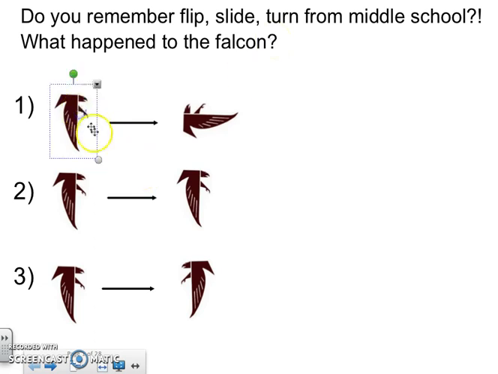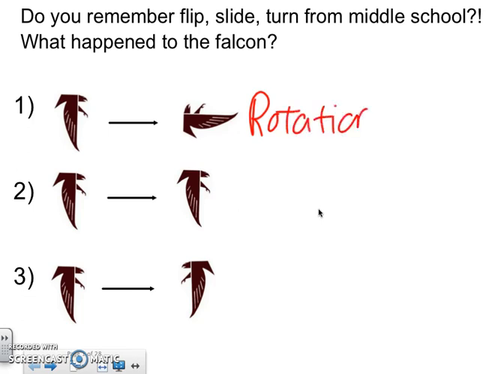So we noticed that this Falcon was turned on its side, so that'd be a turn, and the geometric notation for that is now going to be called a rotation. And no, this is not on your notes, just listen. Number two, I just moved that Falcon from the left to the right. I didn't flip it, I did not turn it, and that is called a translation, which is what we're going to be talking about today.